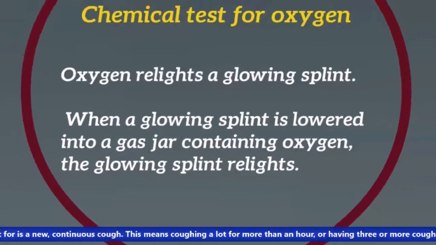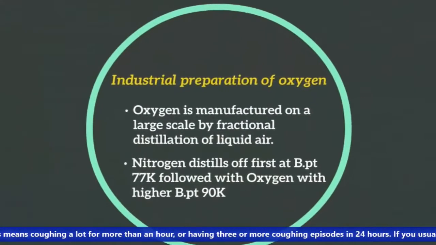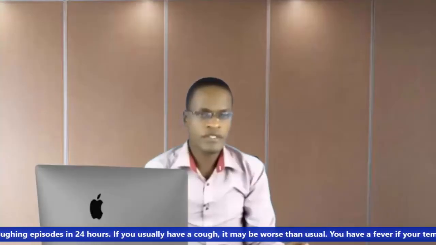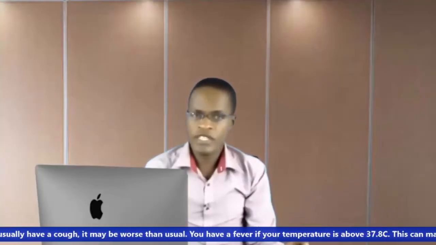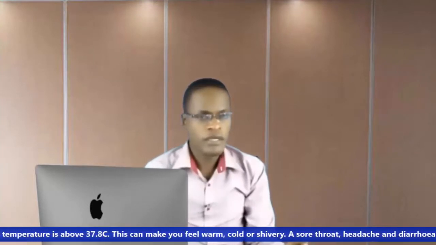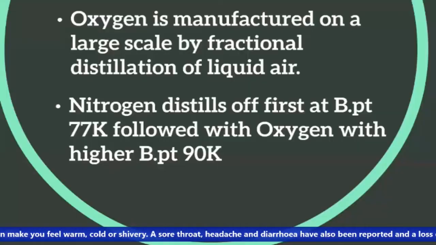Now, let's look at the industrial preparation of oxygen gas. How is oxygen manufactured on a large scale? Oxygen is manufactured on a large scale by fractional distillation of liquid air. In this process, nitrogen distills off first at a boiling point of 77 Kelvin, followed by oxygen with a higher boiling point of 90 Kelvin.